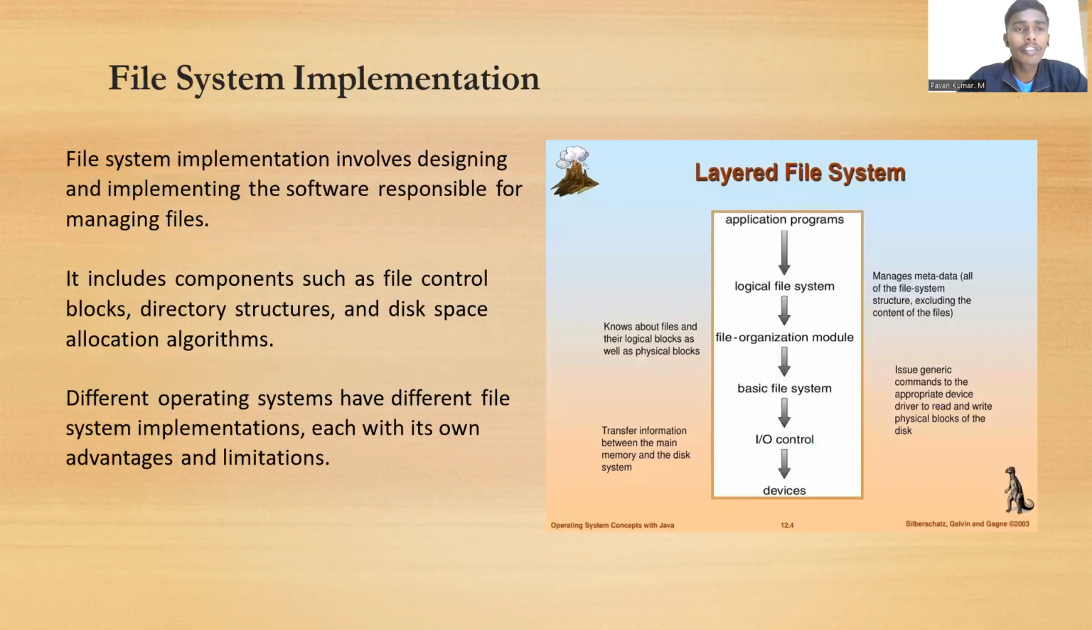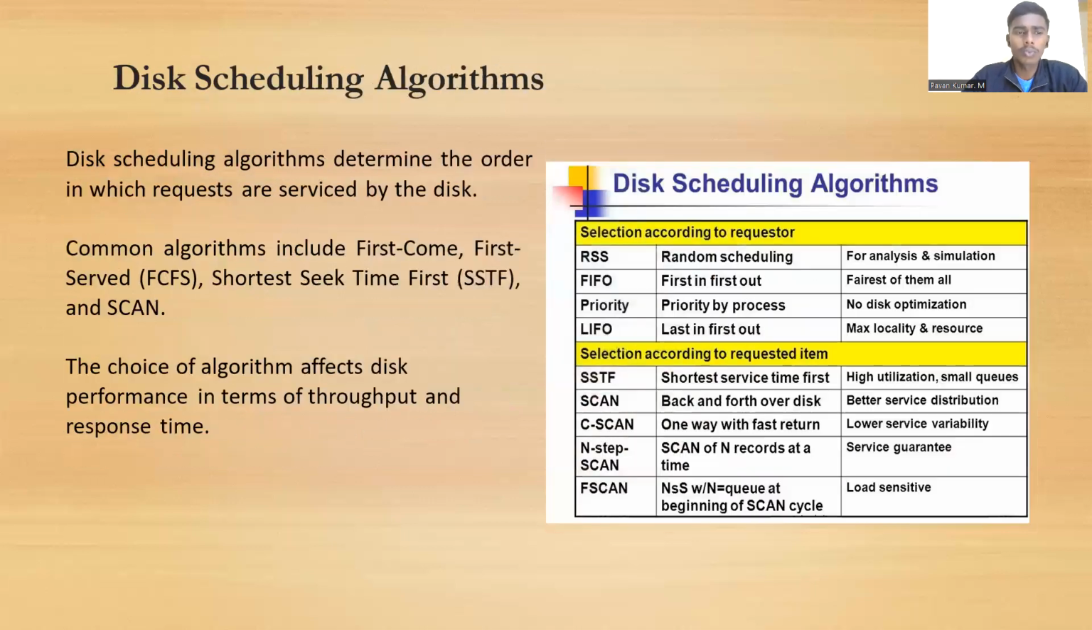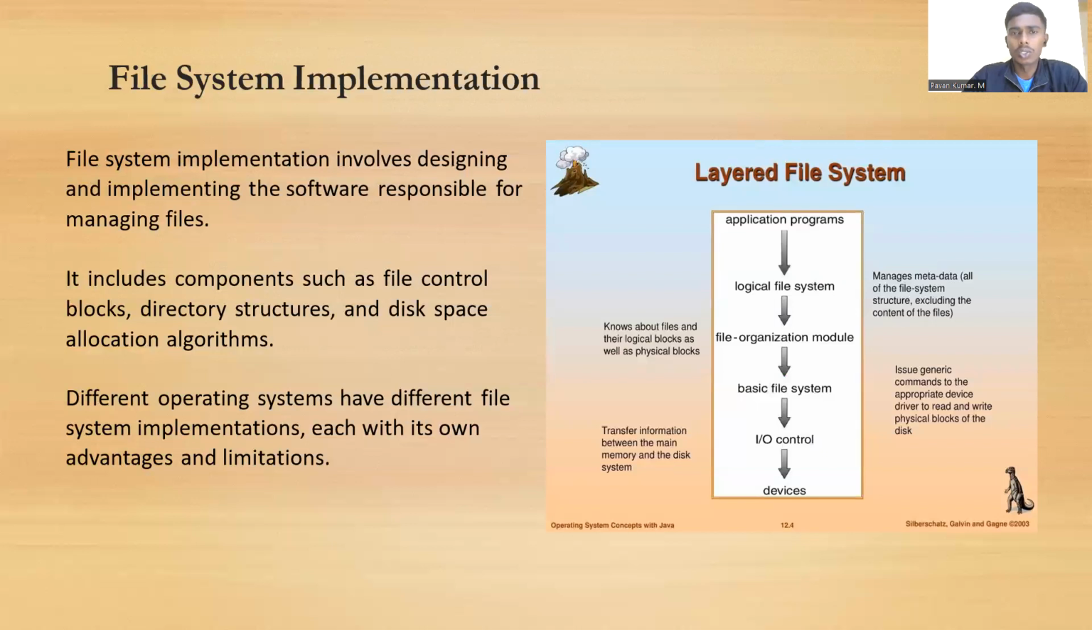So the next slide goes to file system implementation. What does file system implementation do in an operating system? It involves designing and implementing the software responsible for managing files. It includes components such as file control blocks, directory structures, and disk space allocation algorithms. Different operating systems have different file system implementations, each with its own advantages and limitations.